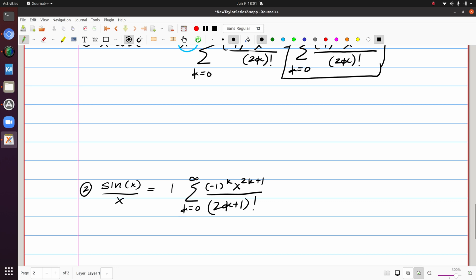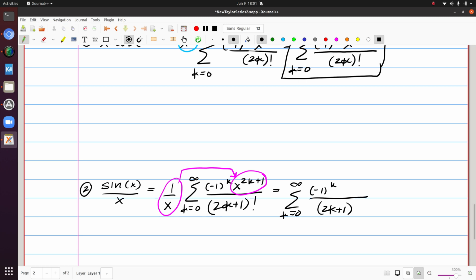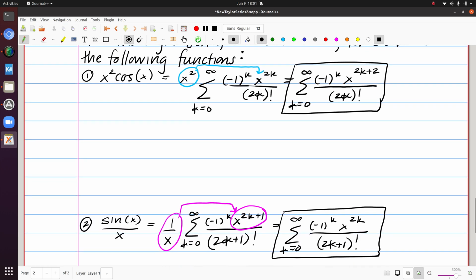Well, dividing by x, in some sense, you can think of this as multiplying by x to the minus 1, but however you think about it, there's x's inside and this 1 over x outside. So again, we want to combine those terms. The negative 1 to the k and the 2k plus 1 factorial are unaffected by this. But if I divide x to the 2k plus 1 by x, that's just going to leave me with x to the 2k. So anytime we're dealing with either multiplying or dividing by powers of x, we can quickly adjust a power series representation by adjusting the power on x that we see within the sum.